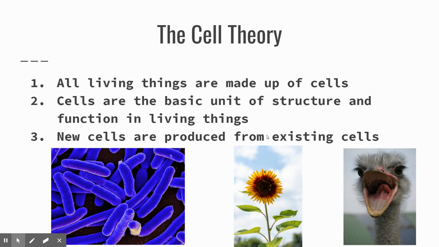And so we look at the cell theory, and the cell theory has 3 parts. Number 1, all living things are made up of cells. Number 2, cells are the basic unit of structure and function in living things. And number 3, new cells are produced from existing cells. So living things are made of cells. A cell is that basic living structure. And the only way we get cells are from older cells.